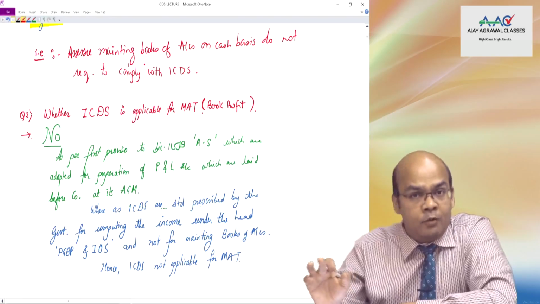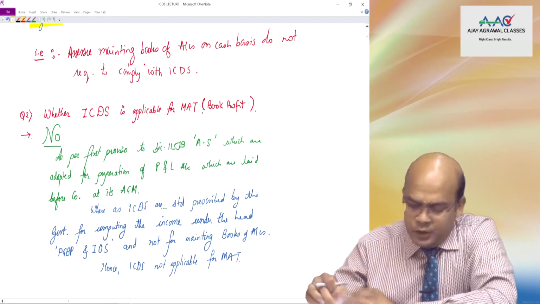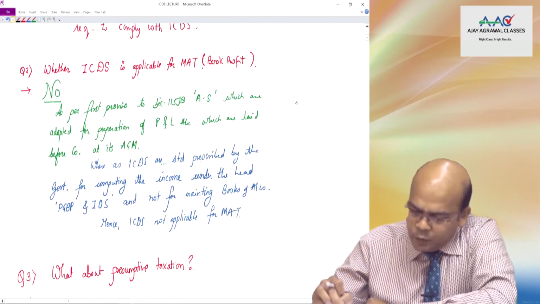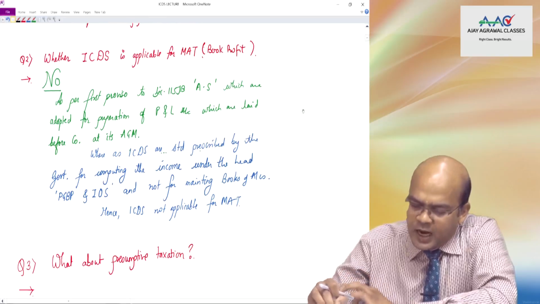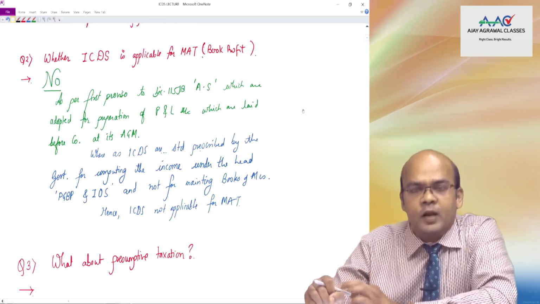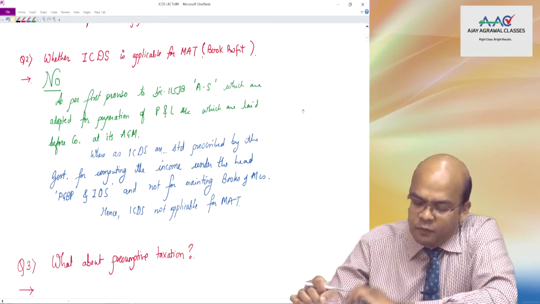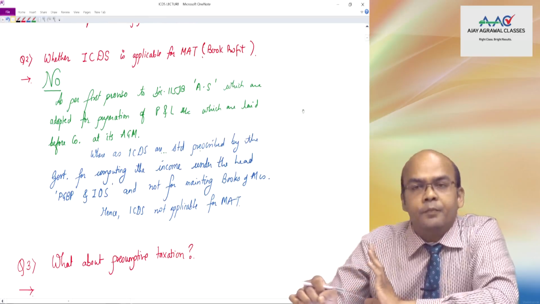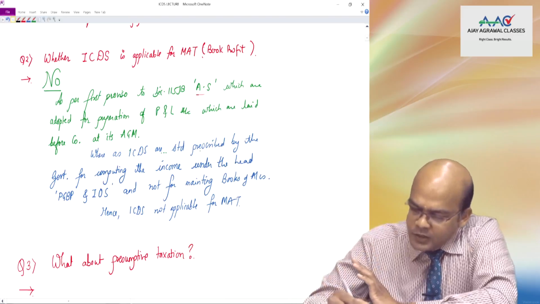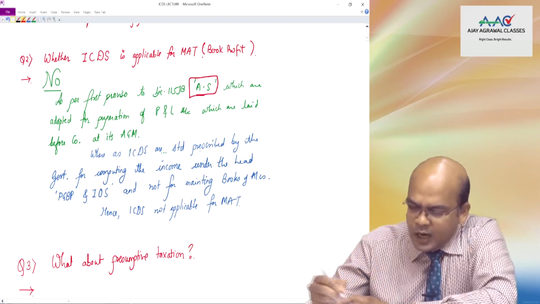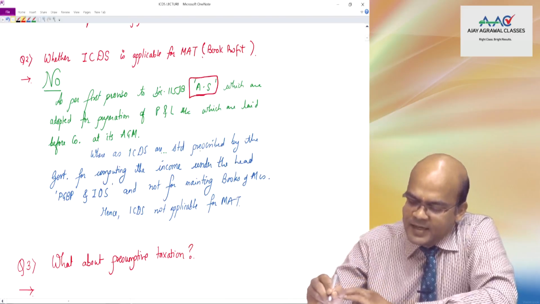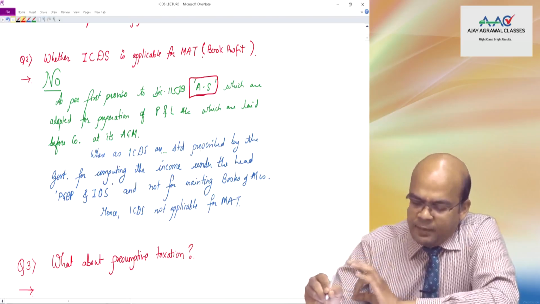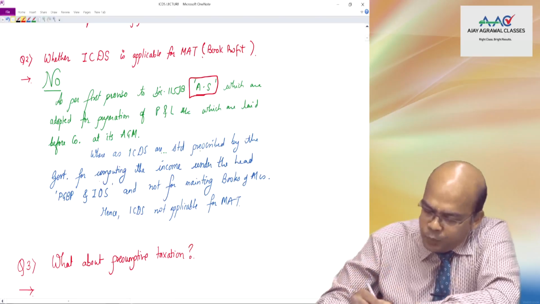It will be applicable for normal provisions. Again and again I am telling you. As per the first proviso to section 115JB, the accounting standards adopted for preparation of the profit and loss account, which are laid before the company at its AGM. Here it is accounting standard, not ICDS, whereas ICDS are the standards prescribed by the government for computing the income.